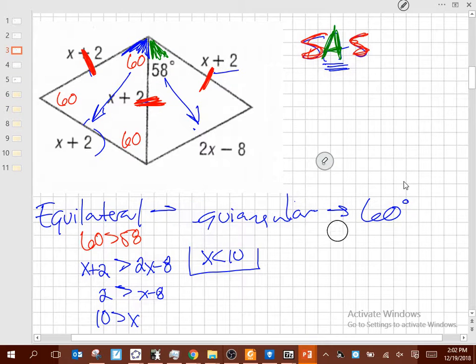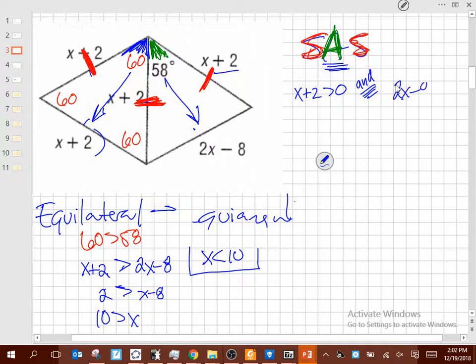So the best thing to do, take all your inequalities. And we know that x plus 2 has to be bigger than 0, and 2x minus 8 has to be bigger than 0. Those two things have to happen at the exact same time, right? Meaning that both these distances, that distance there and that distance there, have to be positive numbers at the exact same time that I choose an x value, right?